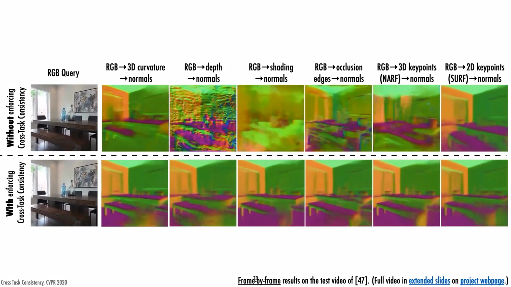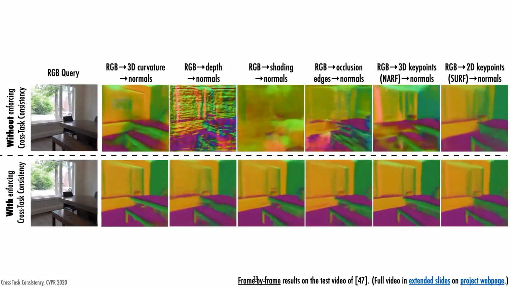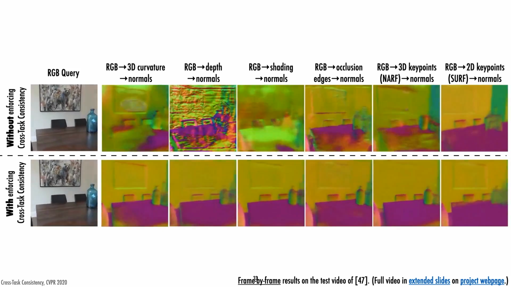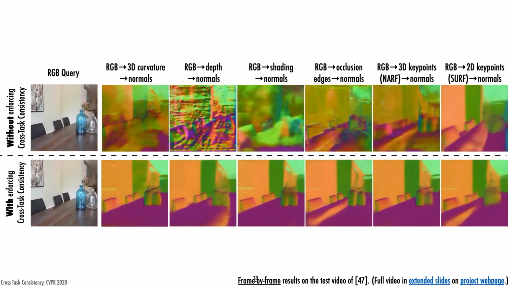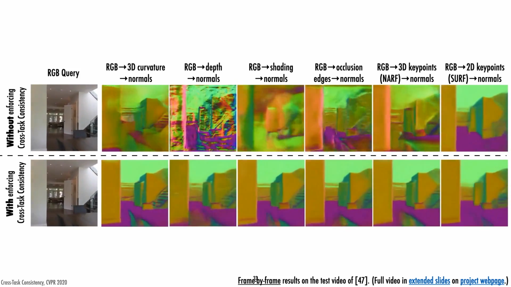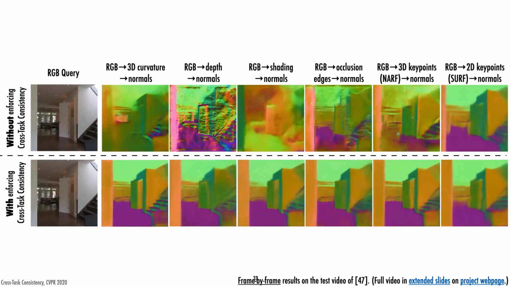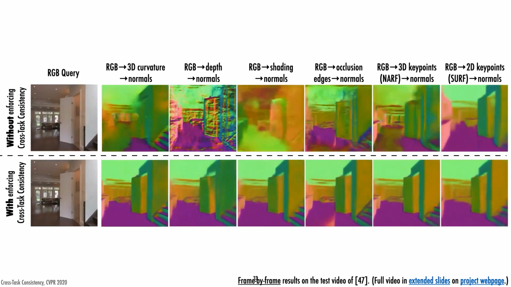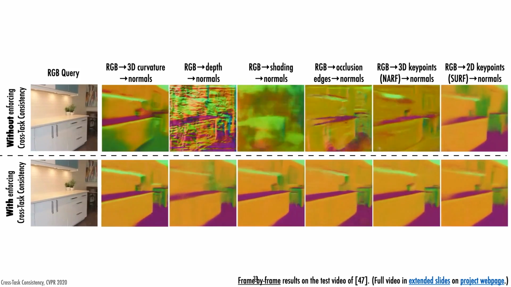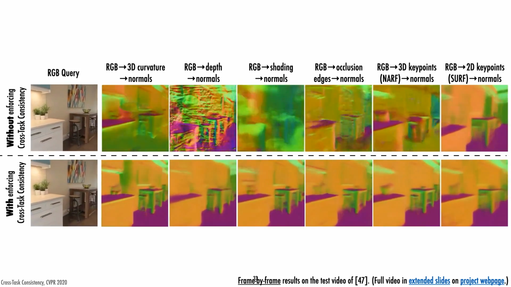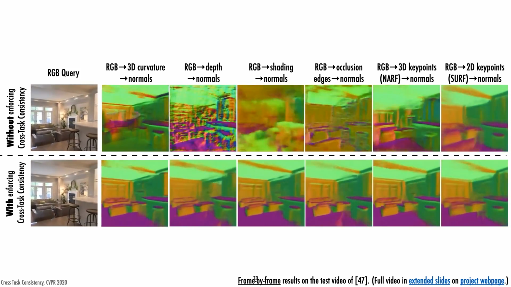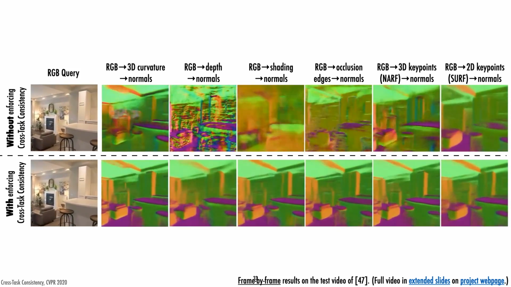The upper row shows if you go from the input frame to some middle domain, let's say curvature or depth or shading, and then from there you go to surface normals. And this is for baseline learning. You can see that the normals are not the same. And this is the manifestation of the amount of inconsistency that existed in those middle domains as far as surface normals was concerned. And in the lower row, the same exact thing is shown, except that the learning was using cross-task consistency with normals. And I can see that the normals end up being the same.